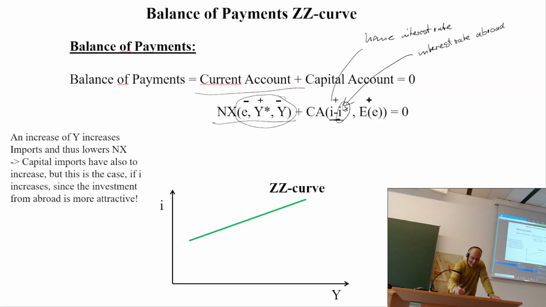We also assume that we cannot do anything about the interest rate abroad. Or we assume that i star is exogenously given. So for us, it is a fixed number.